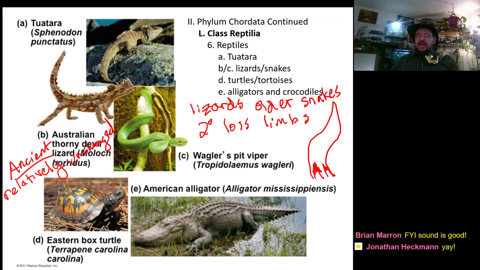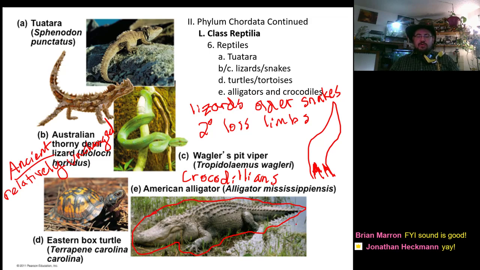Right, and then the last group of reptiles to go over are the crocodilians. So, crocodilians include crocodiles and alligators. Now, part of that 250 million years of reptile dominance was the crocodilians. Crocodilians were hugely competitive when they evolved. They have a few really cool features.